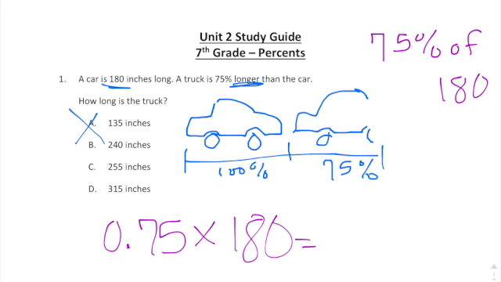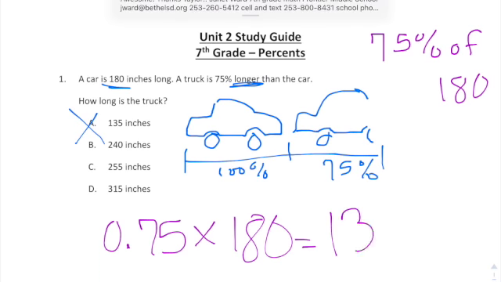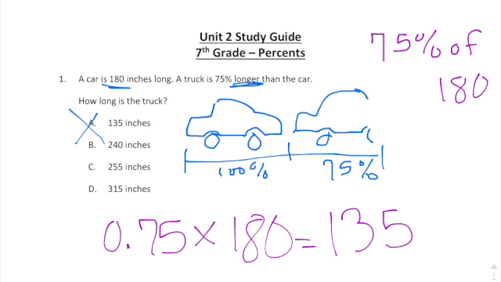So now I can just pull out a calculator. And I get 135. Okay, so it's not 135 though. We already said it can't be 135. It needs to be more than 180.